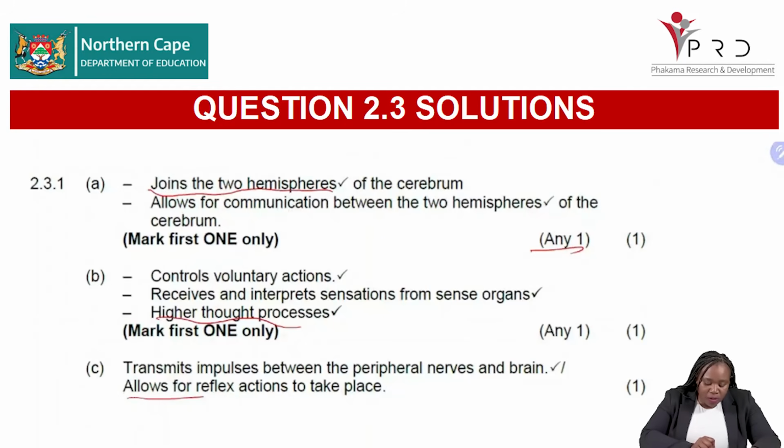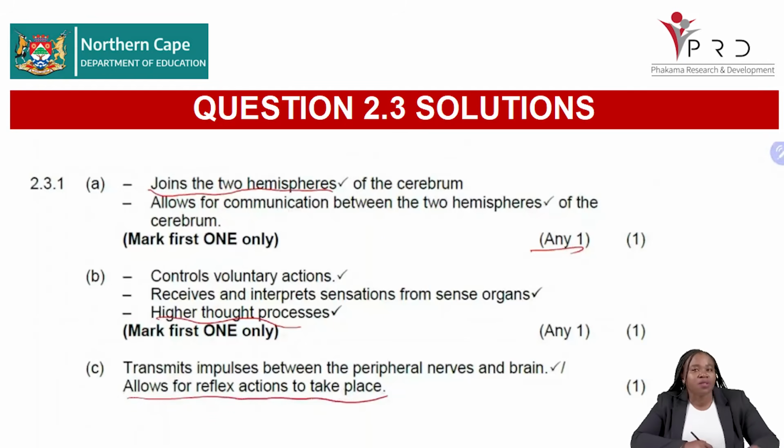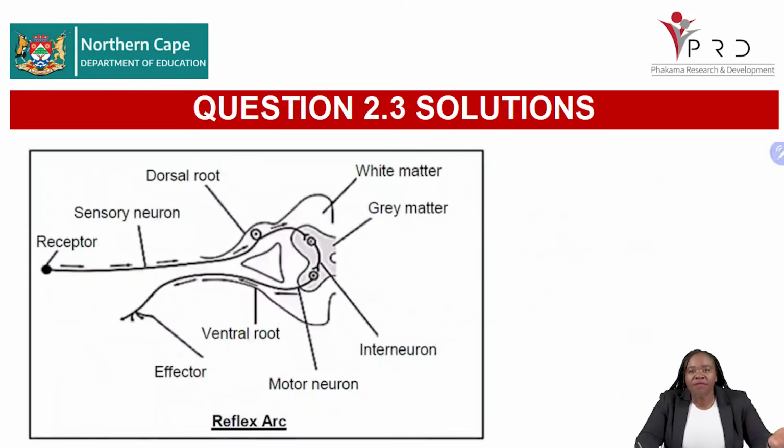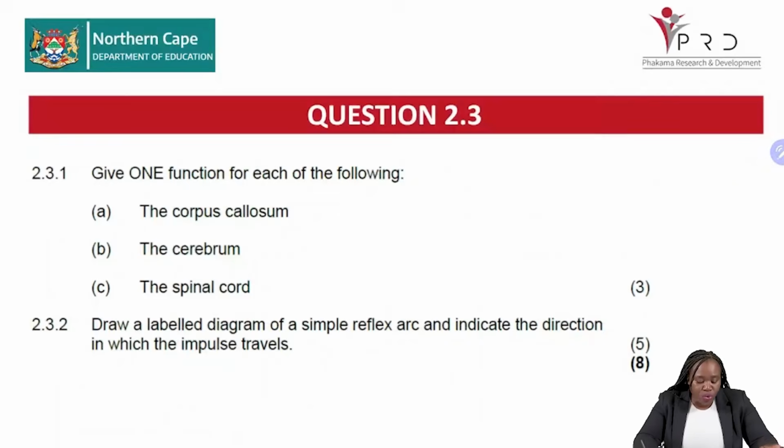Again, it allows for reflex actions to take place. Why do we say it allows for reflex actions to take place? It is because during a reflex action, the impulses do not necessarily reach the brain. Impulses are sent to the spinal cord and a reaction takes place without having to have an impulse being directed to the brain specifically.